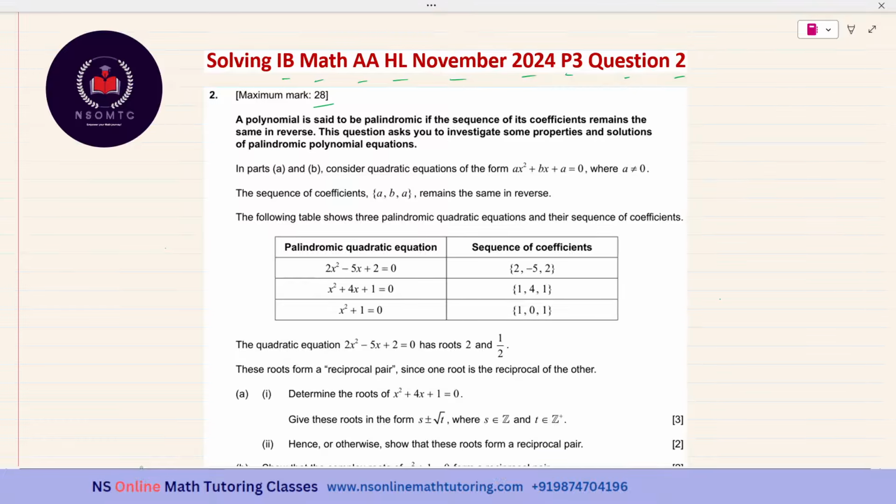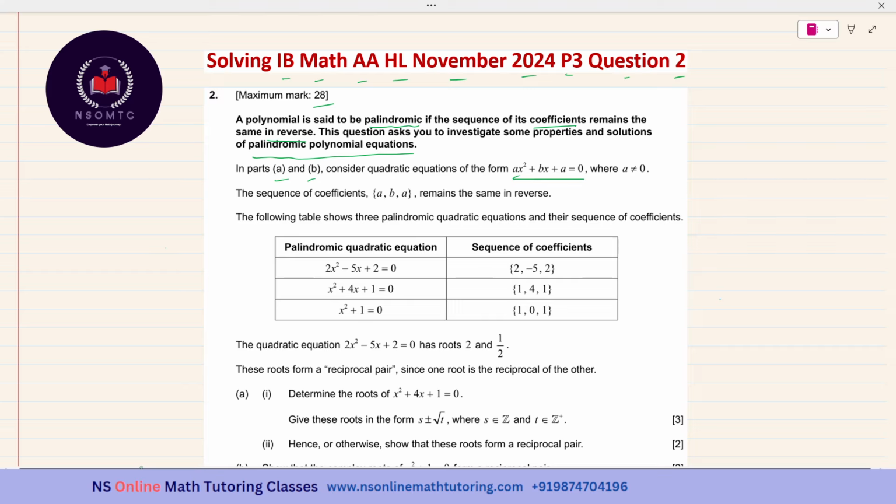The maximum mark is 28. A polynomial is said to be palindromic if the sequence of its coefficients remains the same in reverse. This question asks you to investigate some properties and solutions of palindromic polynomial equations. In parts A and B, consider quadratic equations of the form ax squared plus bx plus a equal to 0.